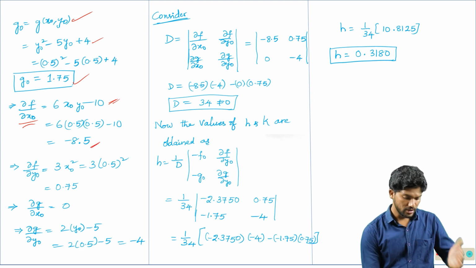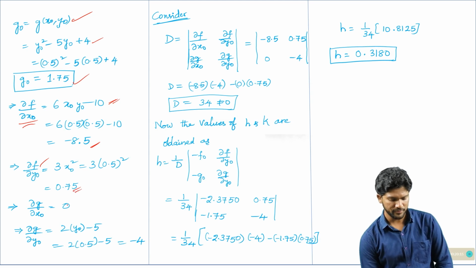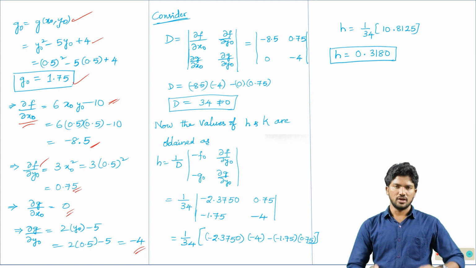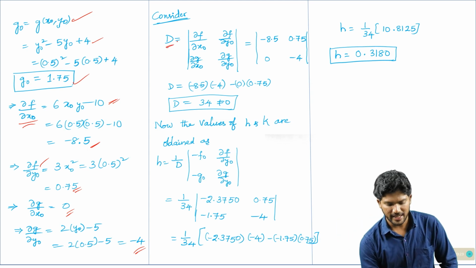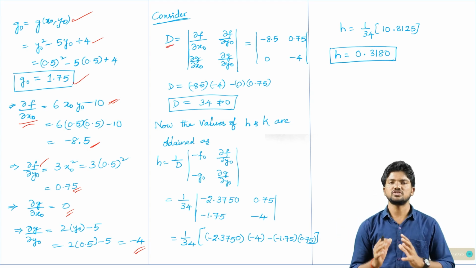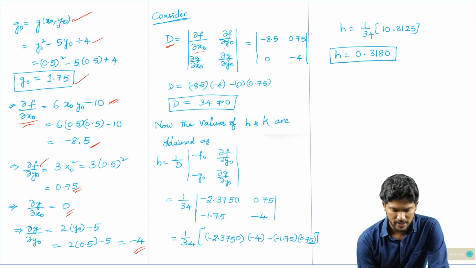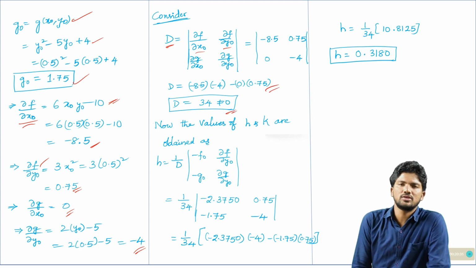Okay, so therefore ∂f/∂y₀ is equal to 0.75, ∂g/∂x₀ is 0, and this one is minus 4. We have got all the values. Now consider capital D, the determinant of the coefficient matrix. Substitute all the values and take the determinant, and you will get 34. Capital D is equal to 34.